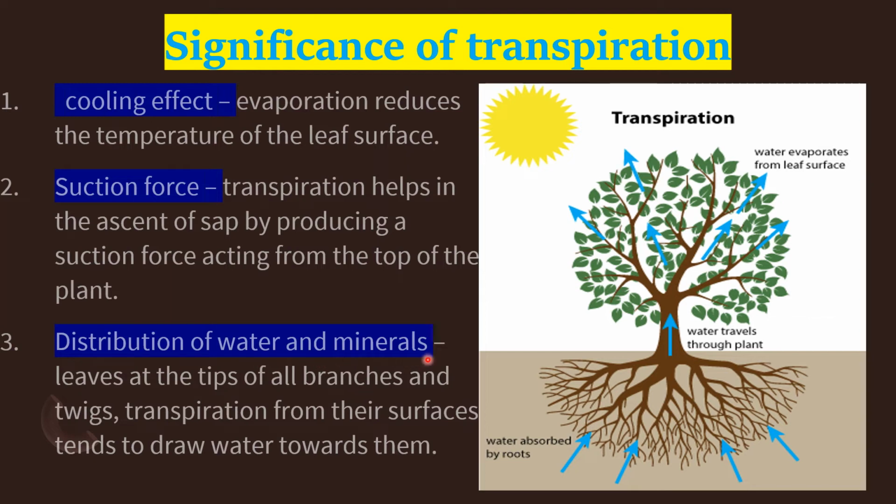Distribution of water and minerals. Leaves at the tip of all branches and twigs, transpiration from their surfaces tends to draw water towards them. That's why all minerals and water are distributed throughout the plant body due to transpiration. These are the significances of transpiration. Once again, main points: cooling effect, suction force, distribution of water and minerals.